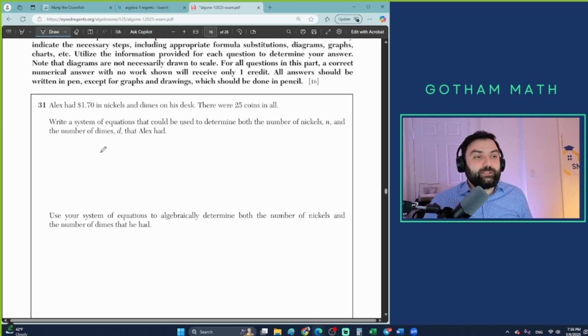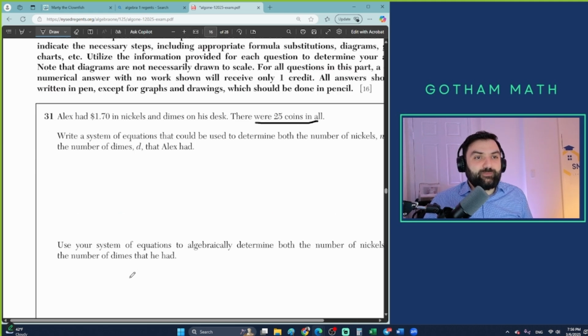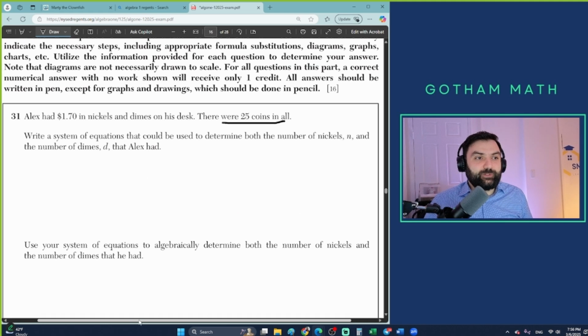Let's do it. The first equation that we create is about how many coins there are. It says 25 coins, right? And that's exactly what we're going to do. We're going to say N for nickels plus D for dimes equals 25. The amount of nickels and the amount of dimes equals 25. The second equation is going to be about money. So how is it going to go? Since a nickel is $0.05 or 5 cents, it's going to go with N.